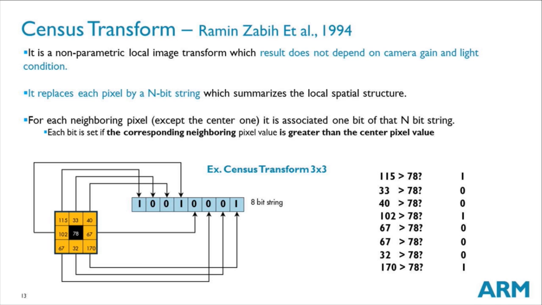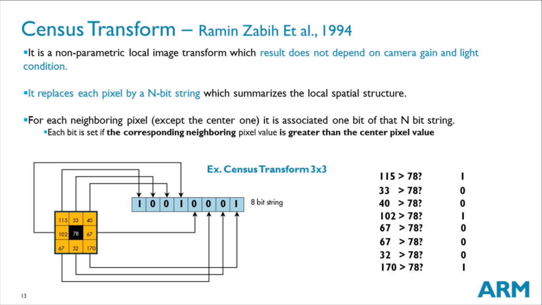Before I mentioned the Census Transform, but what is it? It is a non-parametric local image transform whose result does not depend on camera gain and light condition. It is really useful in stereo vision applications, in particular when we want reliability under different light conditions. The Census Transform replaces each pixel by an N-bit string, which summarizes the local spatial structure. In particular, for each neighboring pixel, except the center one, one bit of that string is associated. Each bit is set if the corresponding neighboring pixel value is greater than the center pixel value.